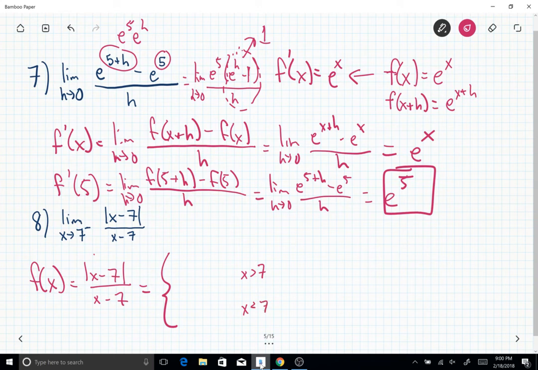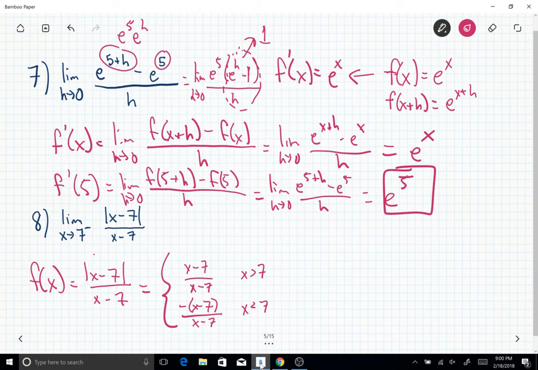Well, if x is greater than 7, you have a positive number for that absolute value. So that's just x minus 7 over x minus 7. And in the other case where you have a negative value, what we've done is we switched that negative, and so you get negative x minus 7 all over x minus 7.